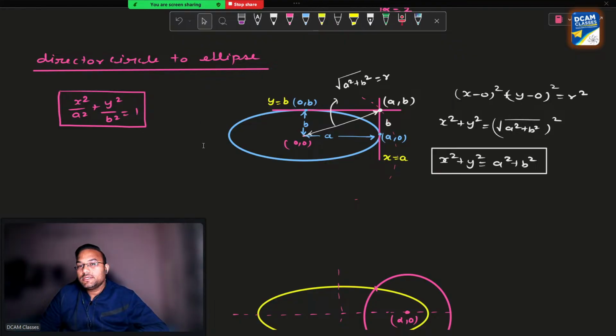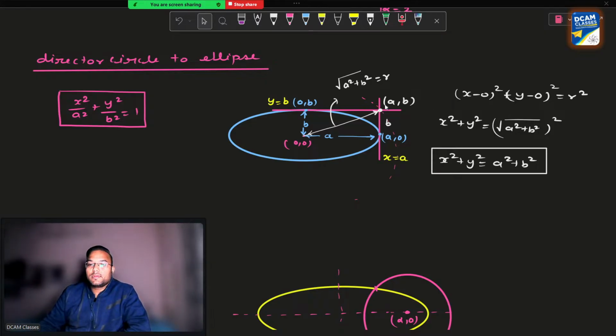So we know that the director circle is a circle, and where it will be intersecting, that should be its radius, because the intersection point lies on the circle. This is a, this is b. So the radius should be what? Root over a square plus b square.